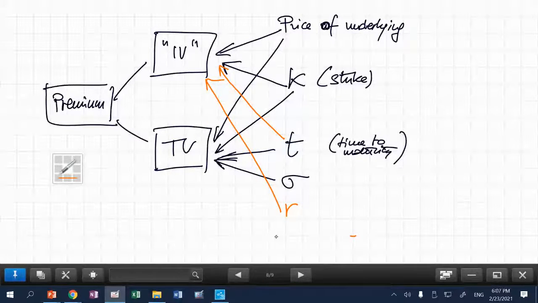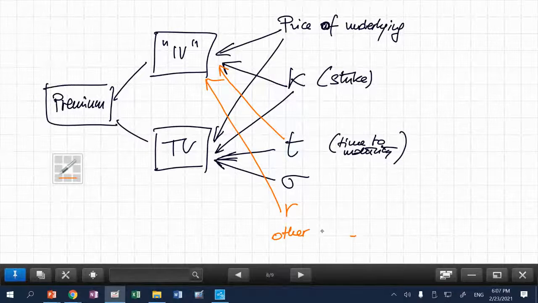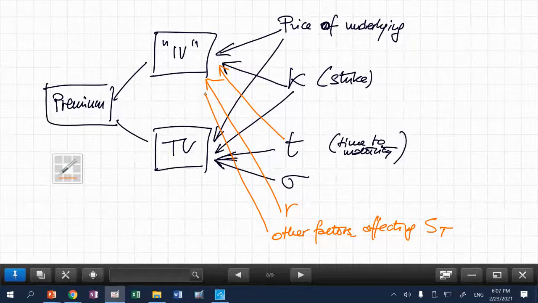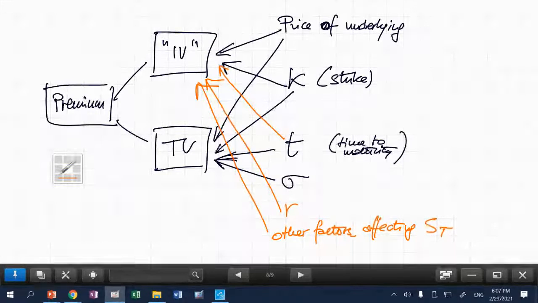And this implies that any other factor that affects the forward price also becomes an element of the price of the option. So, of course, it can be a dividend or a continuous dividend yield if you have a stock.